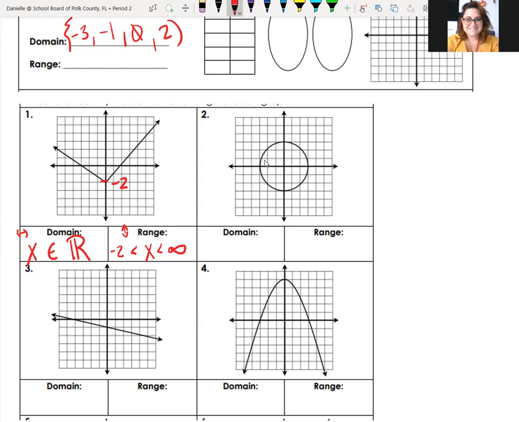Do I actually hit the point -2? Yes. So we're going to put an equal sign under there. And technically, you do not need to tell me that it goes to infinity. So we can erase that bit. And we would be left with this.